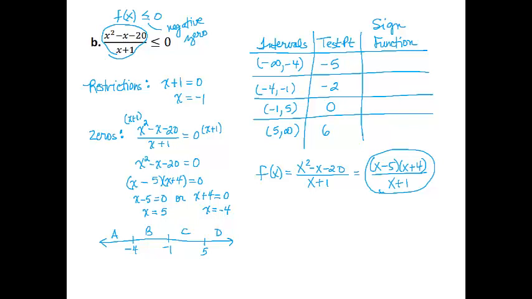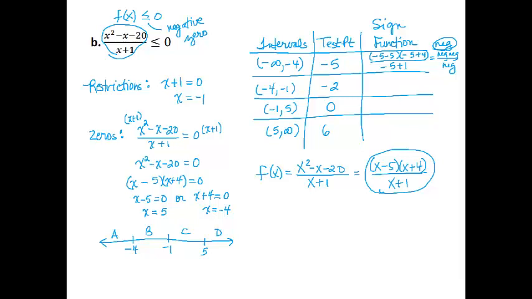We can certainly find the exact value, but if we know the sign, we know if it's greater than 0 or less than 0. So if we plug in negative 5, we would have negative 5 minus 5 times negative 5 plus 4 divided by negative 5 plus 1. Negative 5 minus 5 is negative 10. Negative 5 plus 4 is negative, so we really have a negative times a negative in the numerator over a negative 4. Negative times a negative divided by a negative is going to be negative. So in that first interval, the sign of the function is negative.